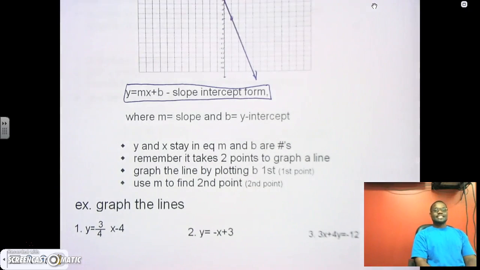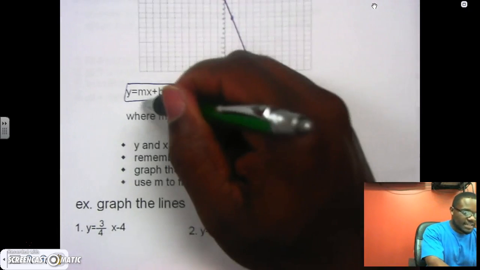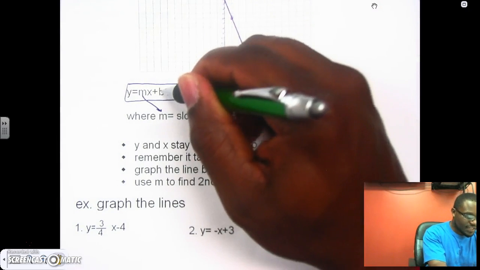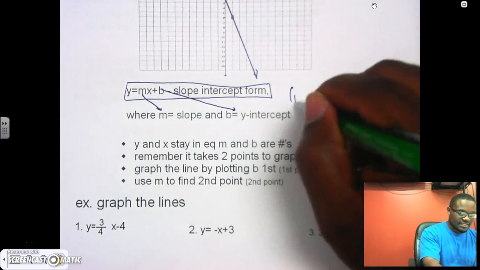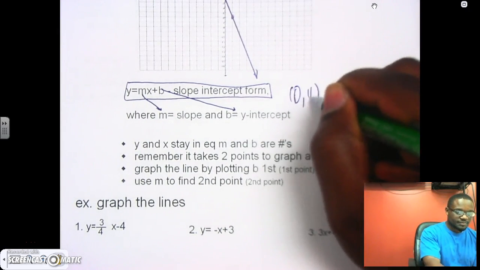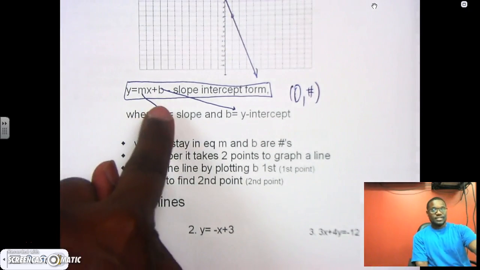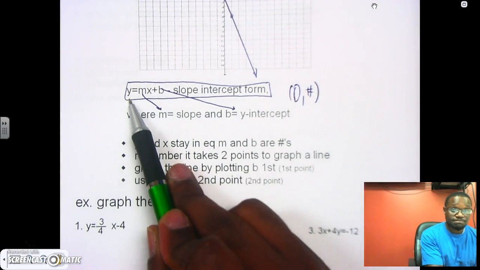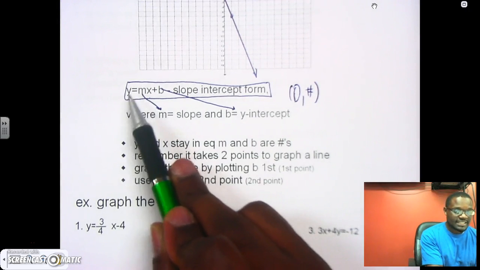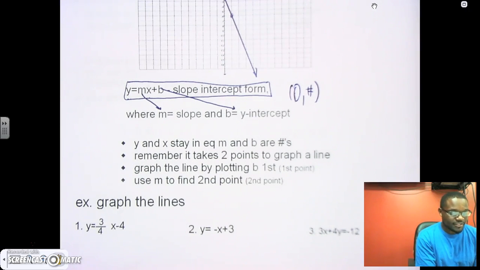Well, this equation right here, which is a very important equation, is one that is very easy to graph from. Why? Because this is your slope and this is your y-intercept, except it's not written as a point like (0, comma something). We just need to know that that last number is your y-intercept. Now, it's only like that if your equation is solved for y. If you have y and x and it's solved for y, then you know you have slope-intercept form.